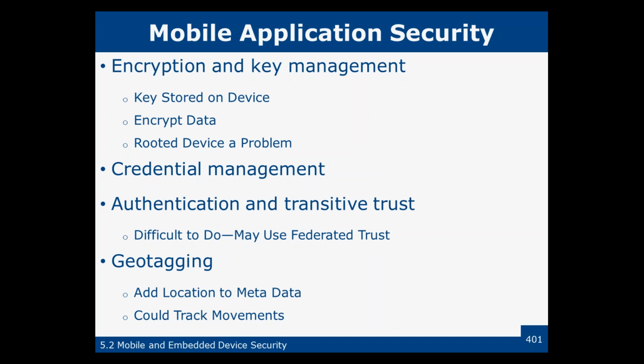Geotagging can be an issue when you add the location to the metadata. If you start uploading a bunch of pictures that show you're someplace not at your house, and people see that on social media, they can track your movements. If somebody wants to burglarize your house, they say, oh yeah, we know they're not there now because of the geotagging. You've got to have the ability to disable the geotagging.